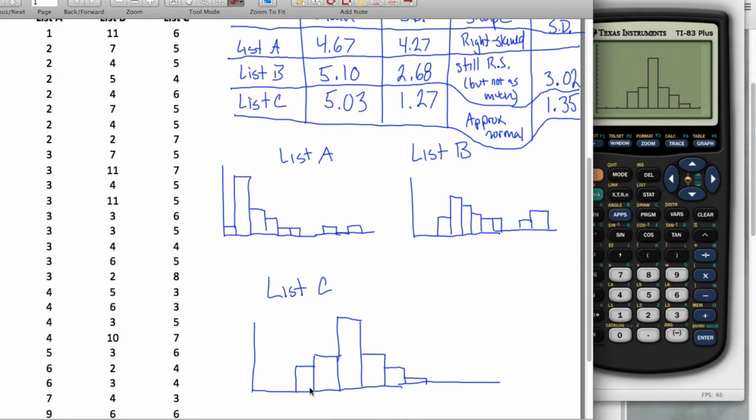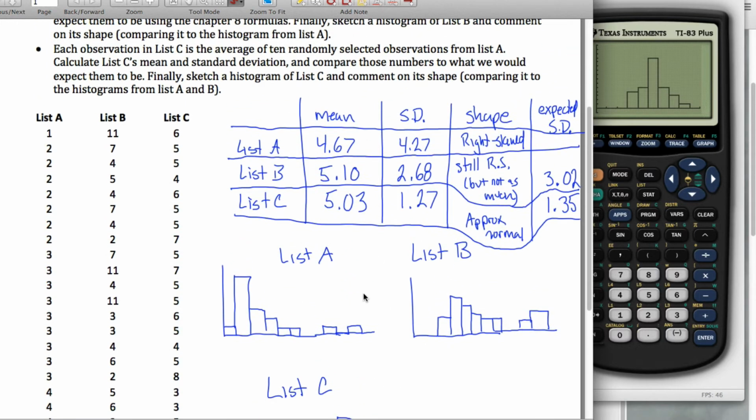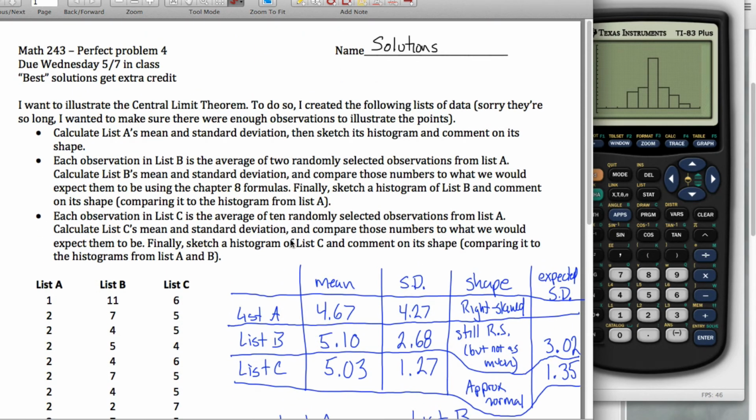My histogram, here it is. The shape this has looks approximately normal, just like the central limit theorem would suggest. So it looks like everything's working out about how it was supposed to work out. So that was kind of the purpose of this problem, so I'll end the video there.